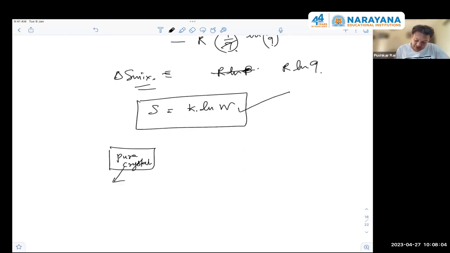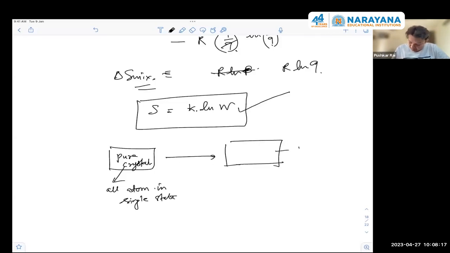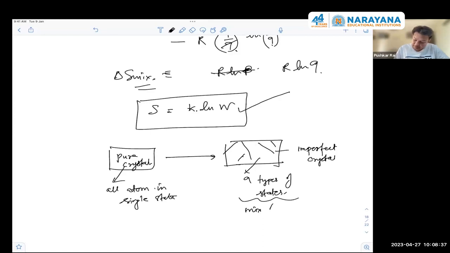Pure crystal means what? All atoms in a single state. You are getting into imperfect crystal. So in a perfect crystal, there are 9 types of states, and this is a mixture of 9 states. So going from here to here, S is equal to 0. Here S is equal to k ln W.